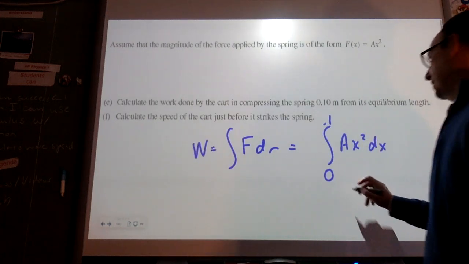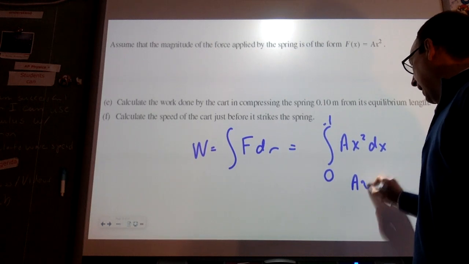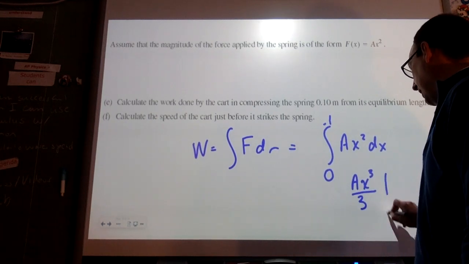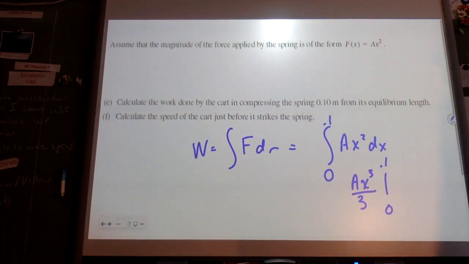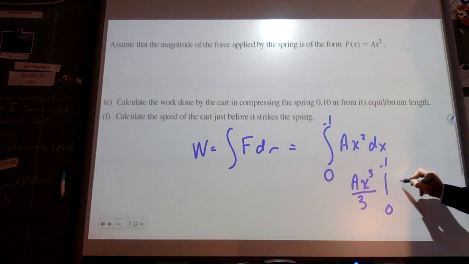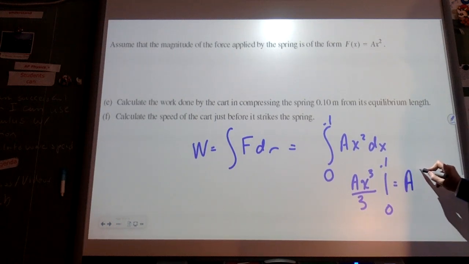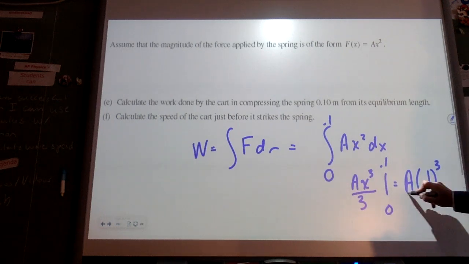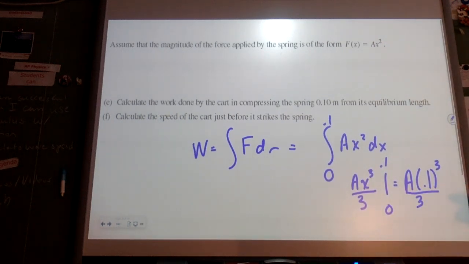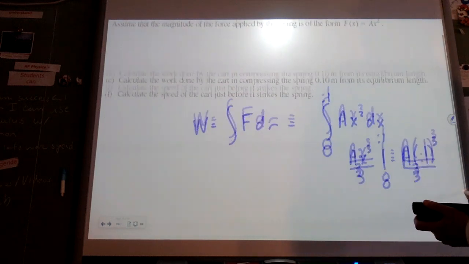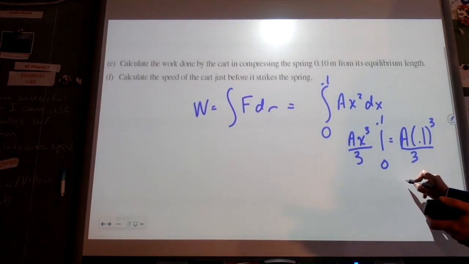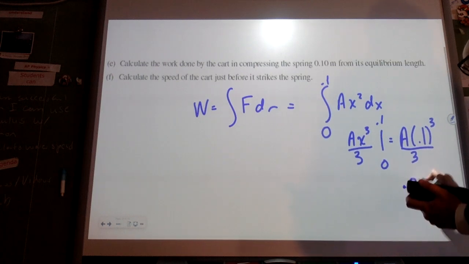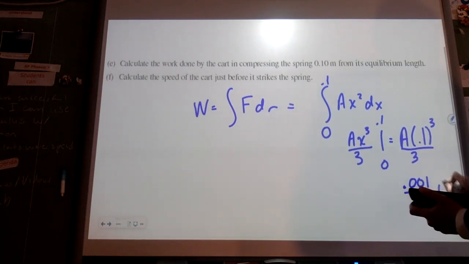All right, so this is going to be ax cubed over 3 from 0 to 0.1. And so I'm going to have a times 0.1 cubed minus 0, right? That's over 3. So this is going to be 0.001 over 3 times a.